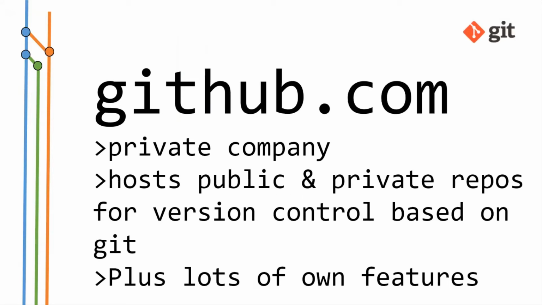Now, what is GitHub then? Well, GitHub.com is a private company which hosts public and private repos for version control, which utilizes Git. But Git can run on any server locally, the actual processes of Git. GitHub is like cloud storage based around Git, but they've also added lots of their own features which help with collaboration especially, and they've gamified the whole Git process with their green tiles, which we'll see later.